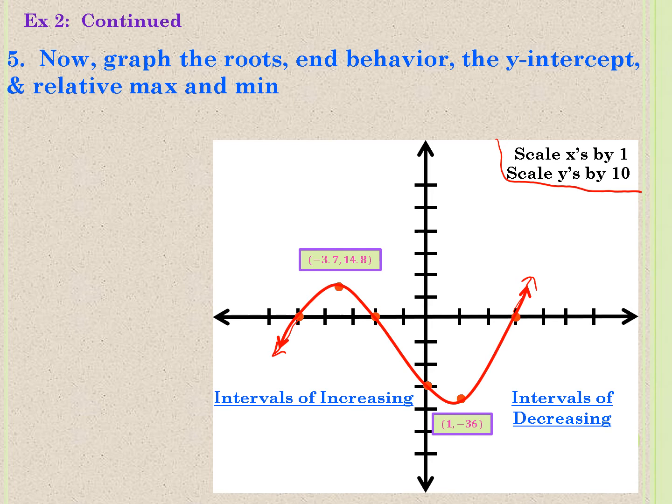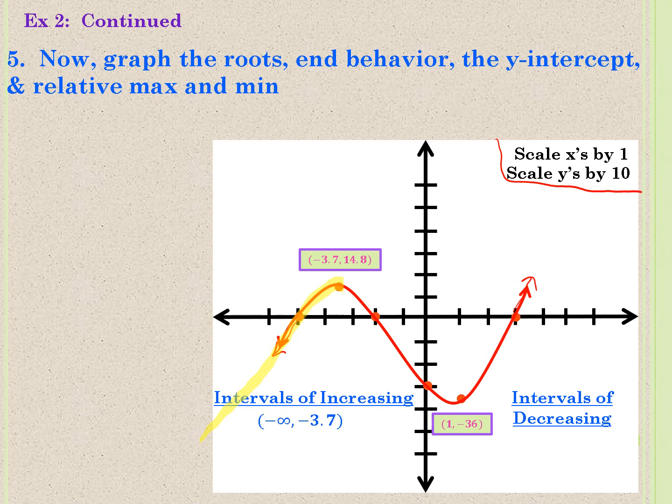Now, let's talk about increasing intervals and decreasing intervals. So remember, we read our graph left to right. So if we're coming from the left, that's negative infinity. So if I'm coming from negative infinity, I'm increasing because I'm going up, up, up, up, hit the relative max, so I got to stop. So my first increasing interval is negative infinity to negative 3.7.